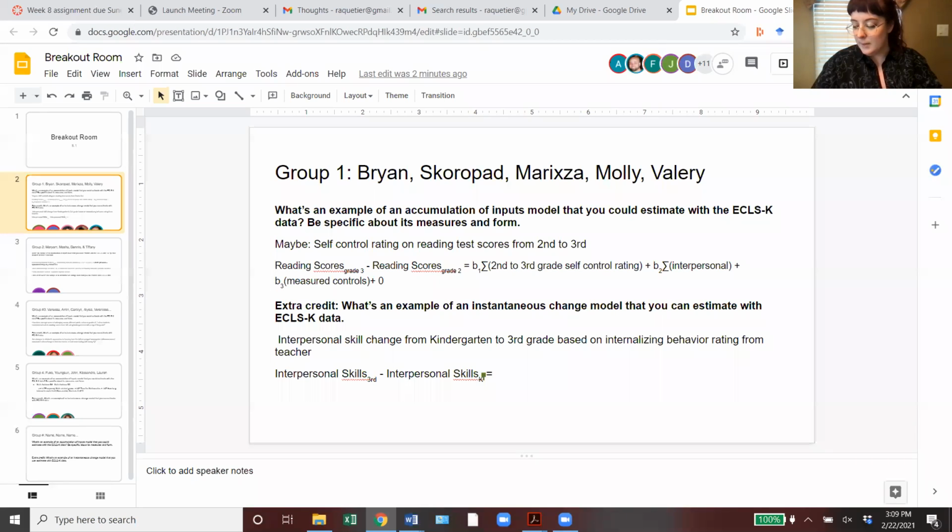So when we subtract those two, we would have reading scores from 3rd grade minus reading scores from 2nd grade equals B1, and then the sum of the self-control ratings from 2nd to 3rd grade, plus the interpersonal scores from 2nd to 3rd grade, plus B3 times the other controls, the measured controls, and then plus 0, since our unmeasured controls are canceled out.